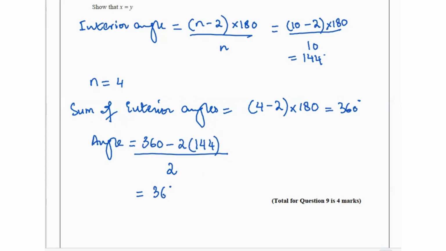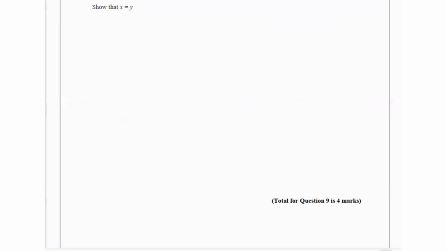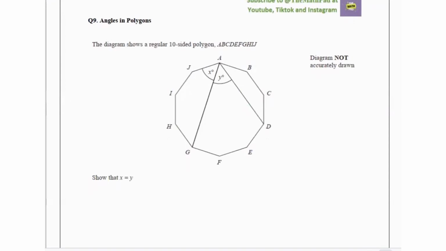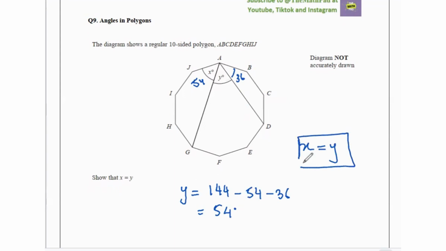So now to find the value of y, this is 36, this is 54. So let's see what y is going to be. y is 144 minus 54 minus 36. 144 minus 54 minus 36, that's also 54 degrees. So we can clearly see that x is equal to y, and that's how we prove it.